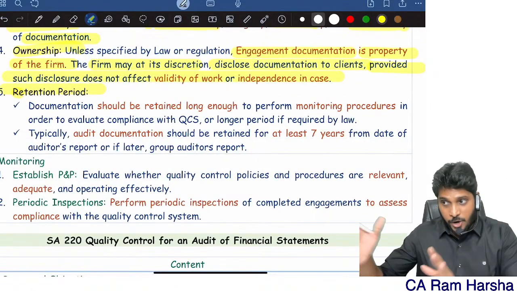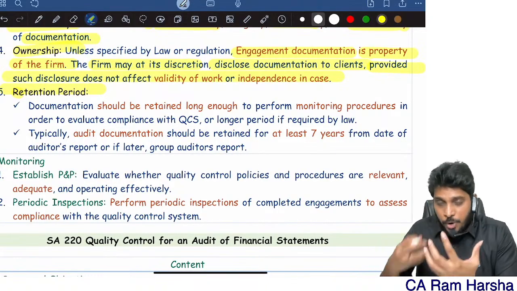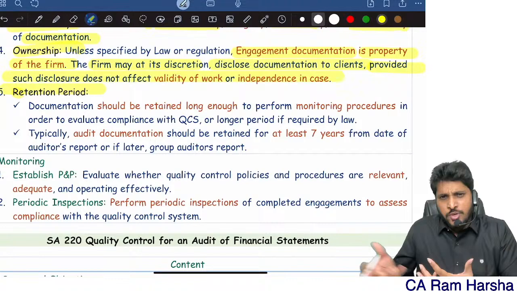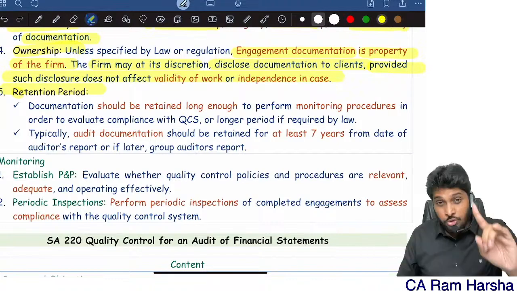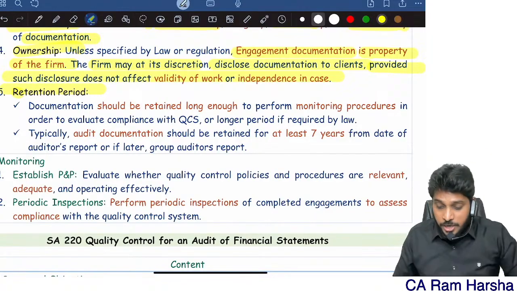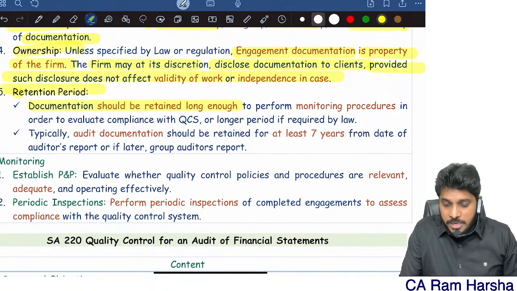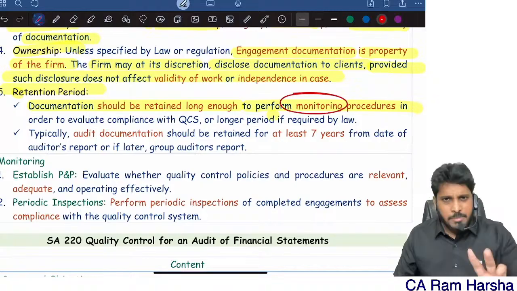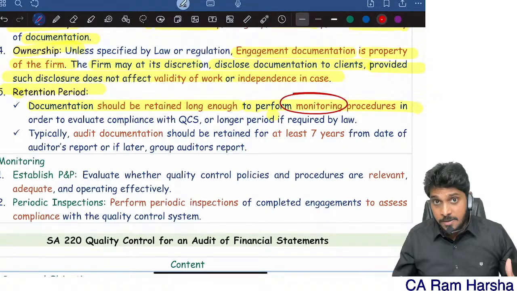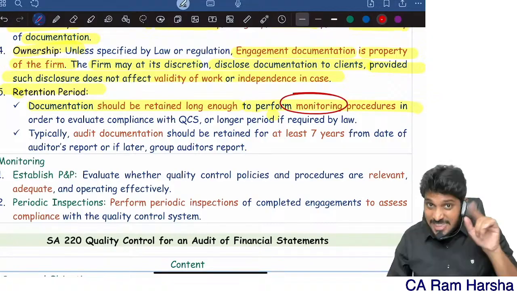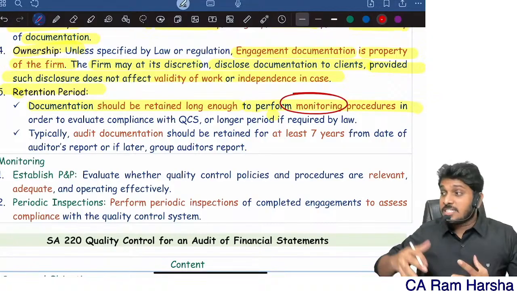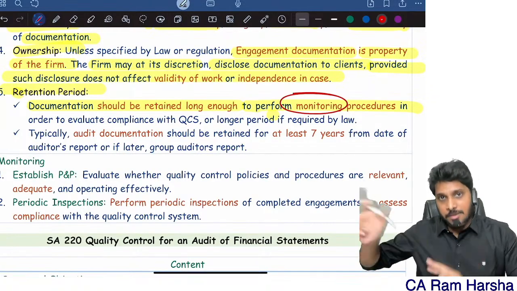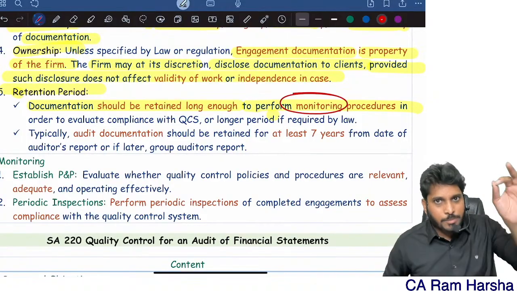Not only that, you worked on so many engagements, audit, review, all that, right? So some documentation is there. How long should you retain it? The documentation should be retained long enough to perform monitoring. What is monitoring? I'll tell you very simply. We complete our work. At the end of the year, generally this partner will check all the other partners' work, and other partners will check my work. This is called monitoring. So until monitoring is completed, documentation must be retained.